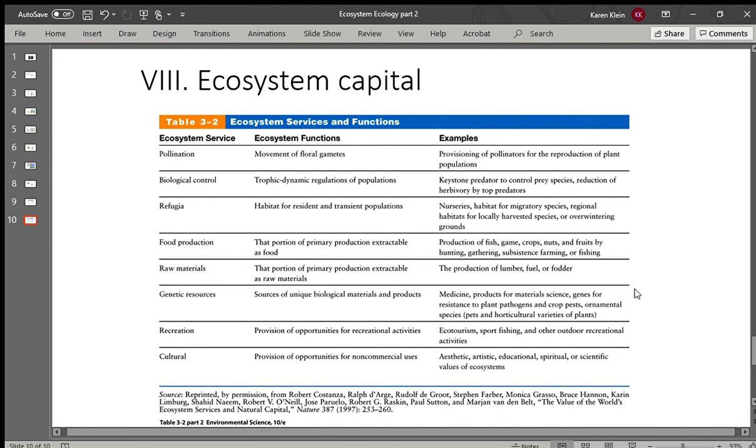On that note, it's a little bit shorter than last week, but that wraps up ecosystem ecology. Ecosystem ecology in a nutshell talked about how ecosystems work, energy transfer in an ecosystem, primary productivity, some biogeochemical cycling, and then the concept of ecosystem capital.